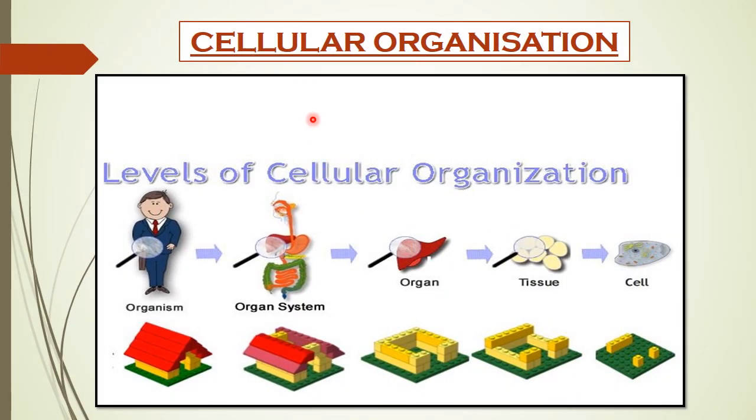Cellular organization in living beings. Cell is the basic building block of life. When a cell combines with other cells showing similar function, they form tissue. Tissues combine with other tissues showing similar function and form an organ. Organs combine with other organs and form an organ system. When all the organ systems come together, they form an organism.